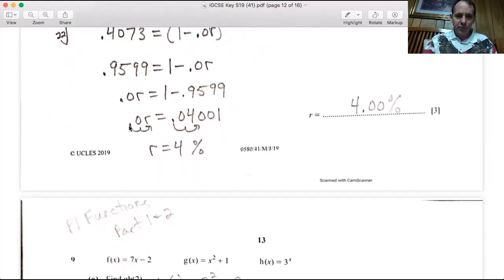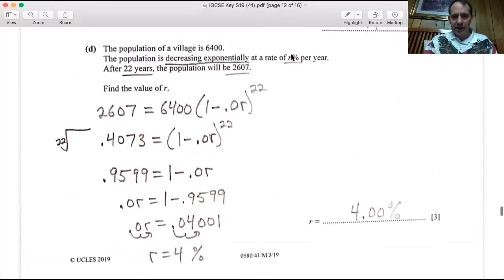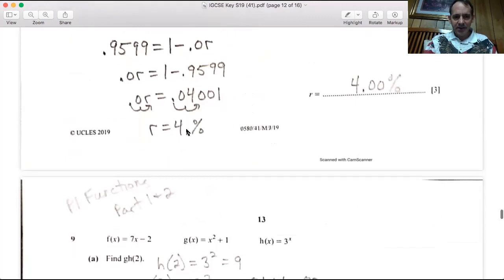0.04001. Move that decimal over 2 places to make it a percent again. So you move it over 2 places. So our r, which is what we wanted back here, our percent, is at 4%.